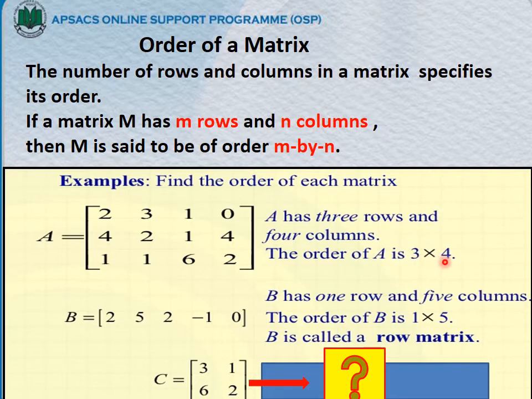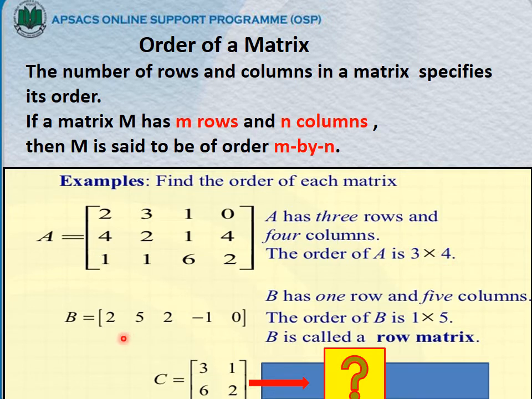What are rows? Horizontal entries. How many horizontal entries are there? 1, 2, 3. Similarly, 4 shows the number of columns. How many columns are there? 1, 2, 3 and 4. So how can you find the order of a matrix? By counting the number of rows and number of columns.